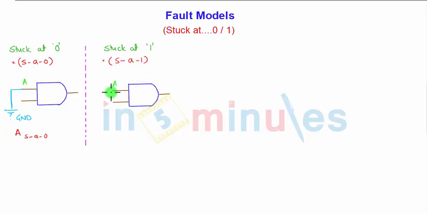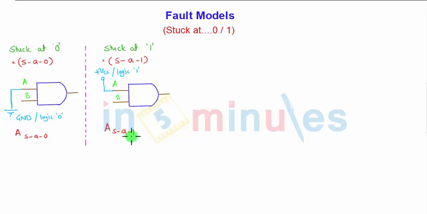Similarly for stuck-at-1, or stuck at logic 1, suppose the input A is stuck at logic 1. The second input B is fine, it is working fine, it has no problem, it is fault free. But if A is stuck at 1, it will behave like it is shorted to plus VCC, and it will be denoted as A stuck-at-1.